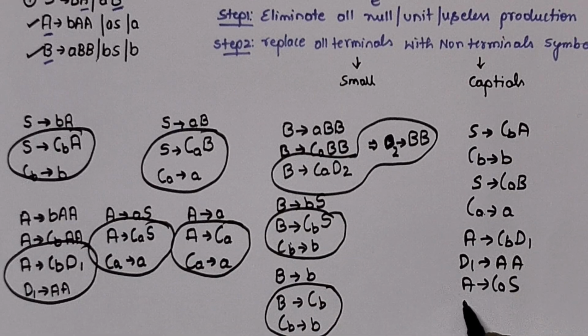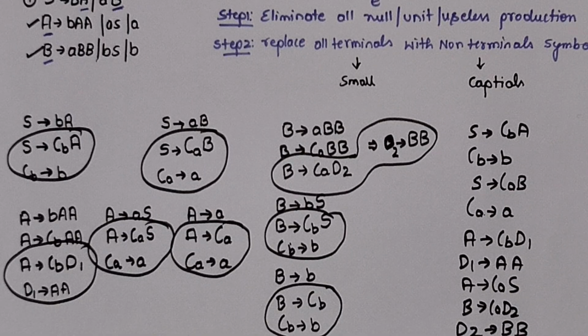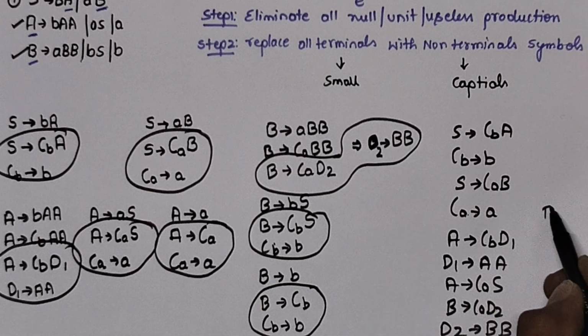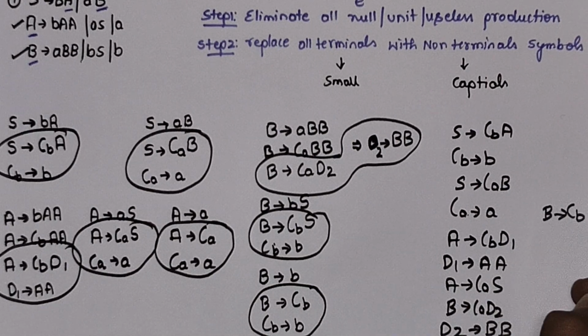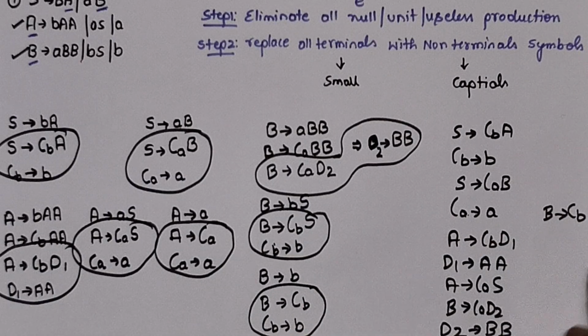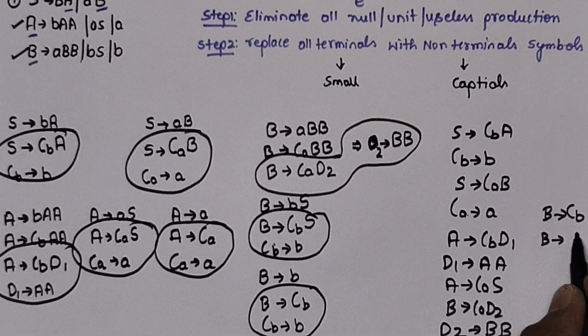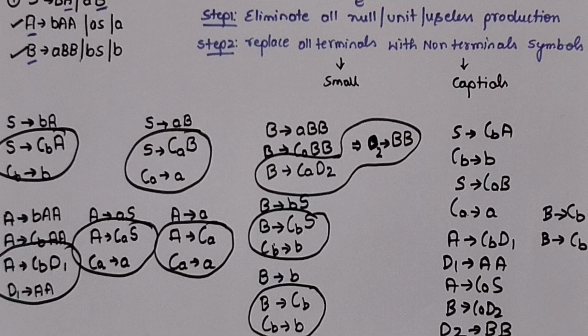Now B producing CAD2 and D2 is replacing capital letter B like this. Now left out are B producing CBS and CB is producing B which has been already written, no need to write it again. Next B producing CB. So B producing CB, CB is replacing small letter B which is already written here, so no need to write. So this is the final answer.